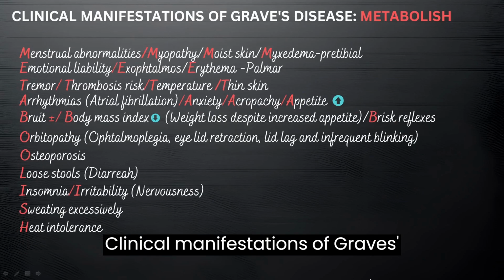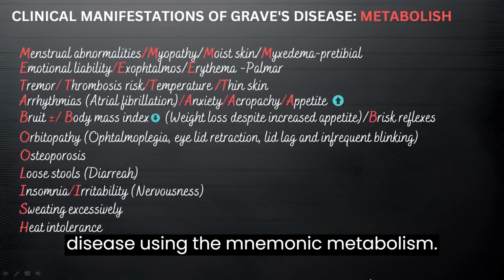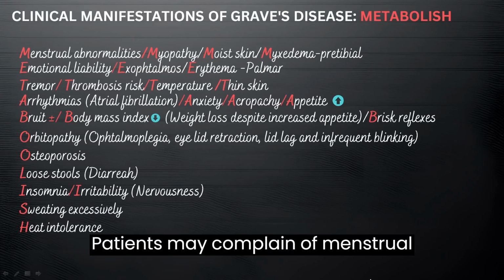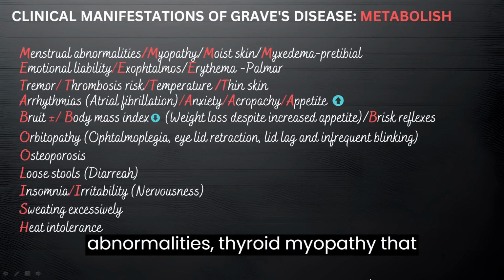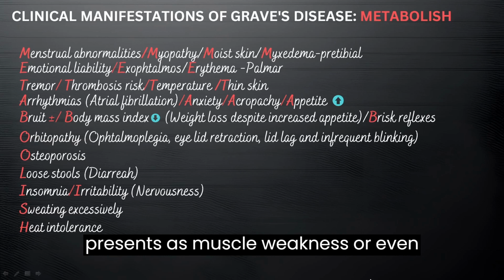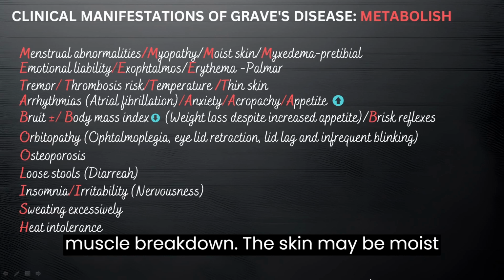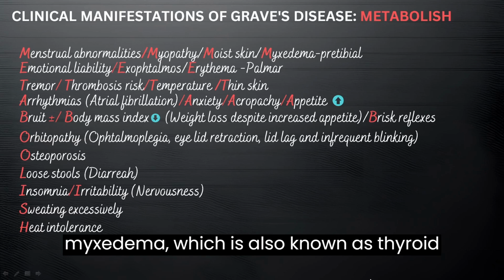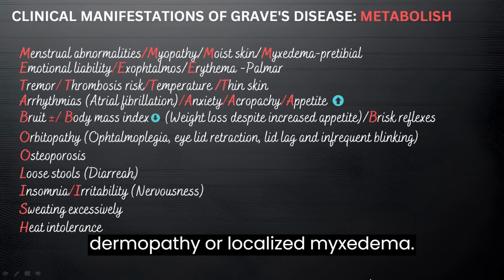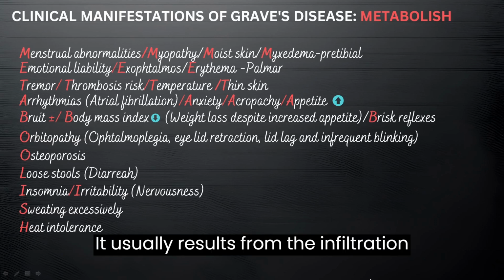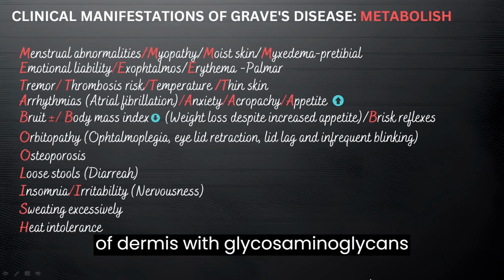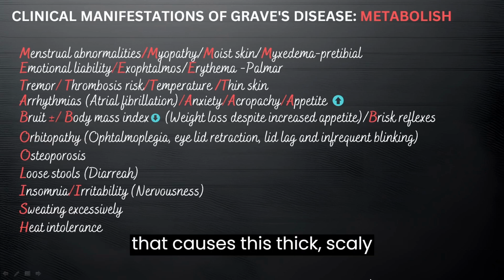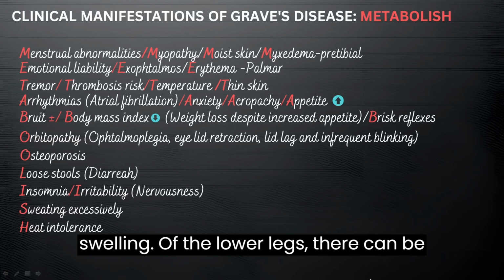Clinical manifestations of Graves' disease. Using the mnemonic METABOLISM, patients may complain of menstrual abnormalities, thyroid myopathy that presents as muscle weakness or even muscle breakdown. The skin may be moist and velvety. There is also pretibial myxedema, which is also known as thyroid dermopathy or localized myxedema. It usually results from the infiltration of the dermis with glycosaminoglycans that causes this thick, scaly swelling of the lower legs.